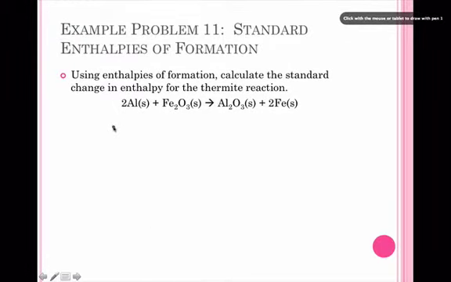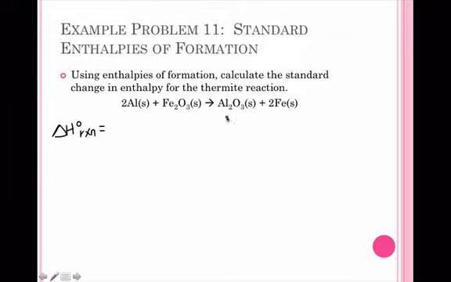Okay, the next one, the standard enthalpies of formation. So again, using enthalpies of formation, calculate the standard change in enthalpy for the thermite reaction. You're going to have to look up these values. You probably need to go to the appendix to do that, but again, I will tell you what they are. So we're going to start it the same way we did the other one. We're looking for the overall enthalpy change for the reaction, so we're going to start with the products and then we're going to do the reactants.